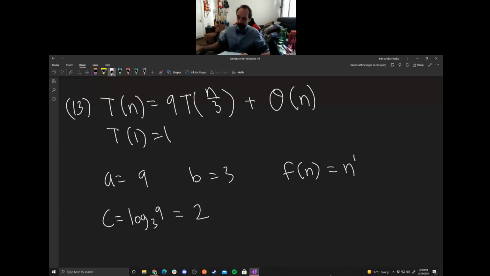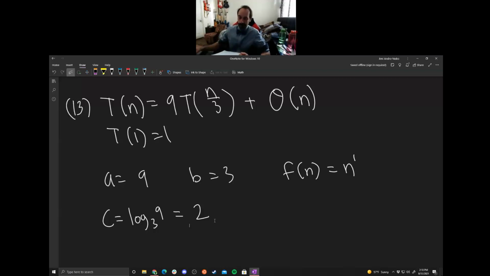So c is going to be 2. Is f of n equal to theta of n to the power c, or n to the power 2? It's not the case, because f of n is linear, and theta of n squared is quadratic, so f of n is not theta of n squared. So case 2 is eliminated. So we have either case 1 or case 3 remaining.